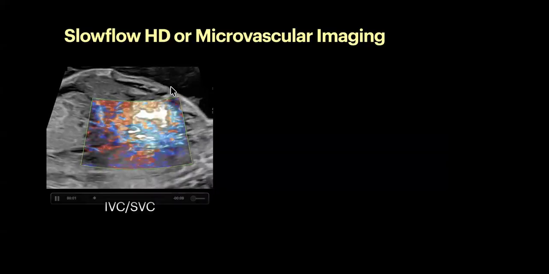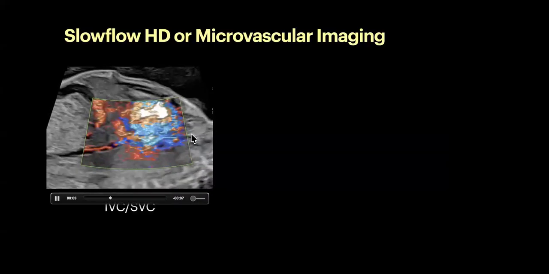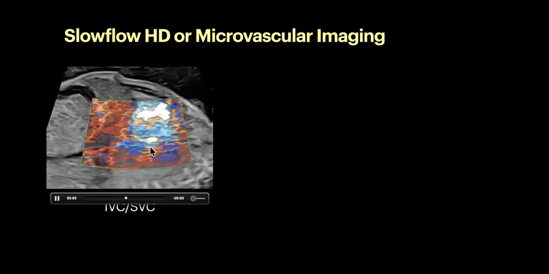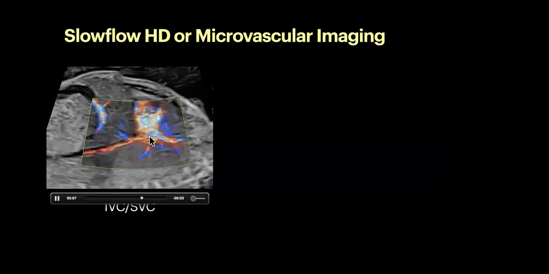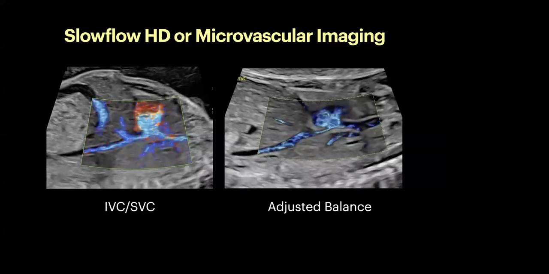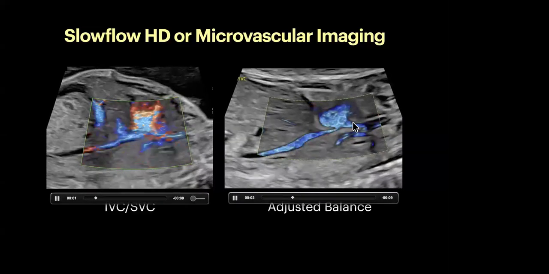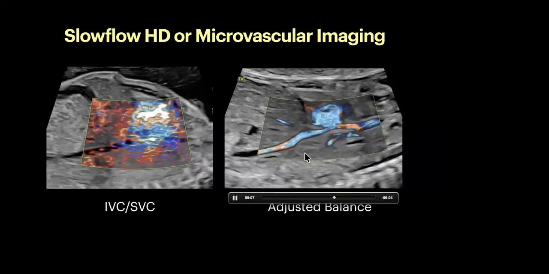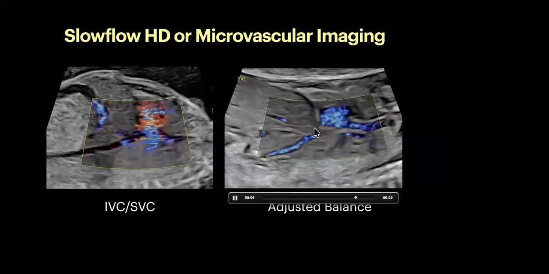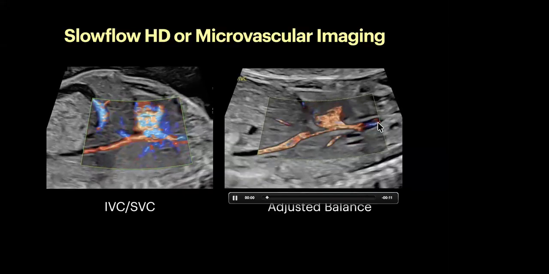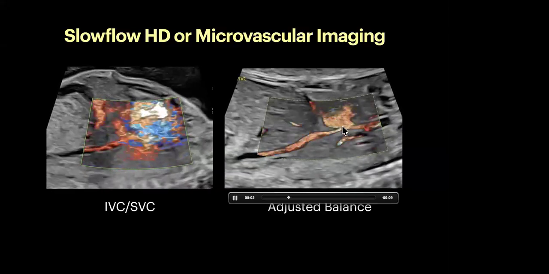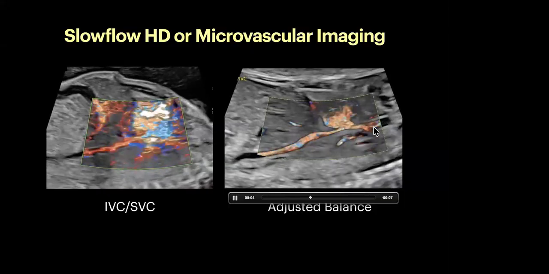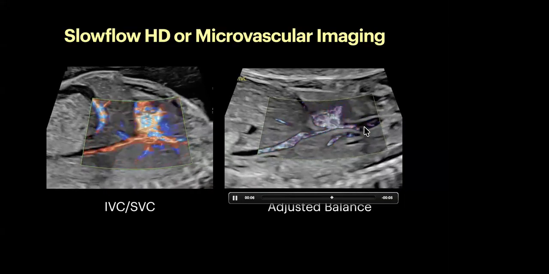But when you turn that on, you see a lot of color artifact, which really won't help me in what I'm trying to interrogate. However, when you utilize the adjusted balance, here you could really appreciate the beautiful SVC as well as the IVC, appreciating these structures with the bicaval view enough to ensure that there's no vessel discrepancy, right? When you're looking at these vessels here.